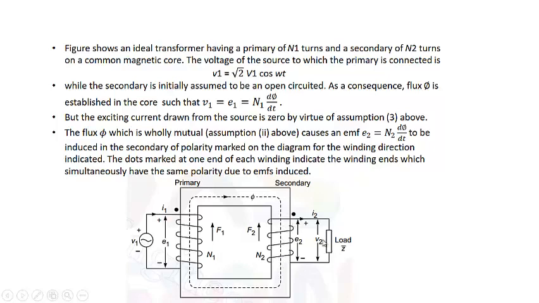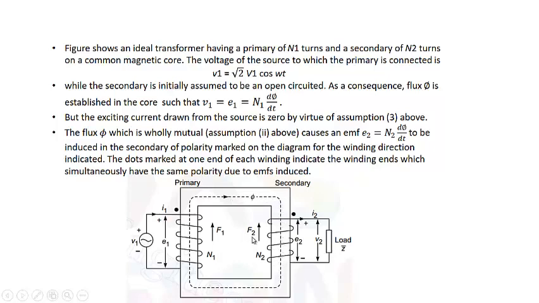So if this is connected like this, I2 will flow, and since I2 is shown, it is not yet clear what the direction of I2 will be. First, we have to be very sure that this flux will induce the voltage in such a way that it will produce a flux opposite to this flux.